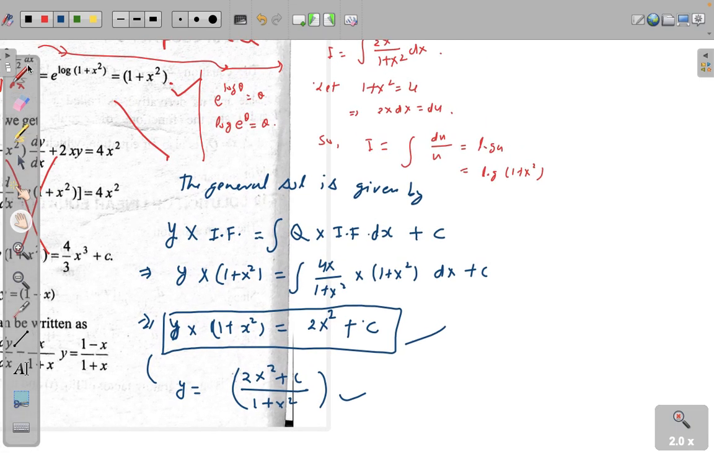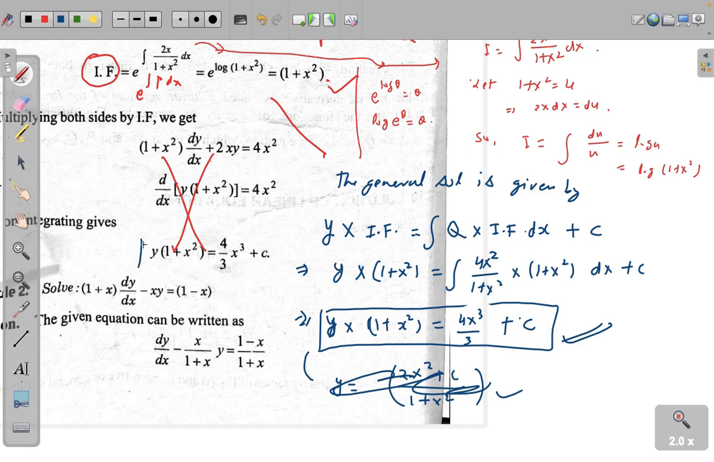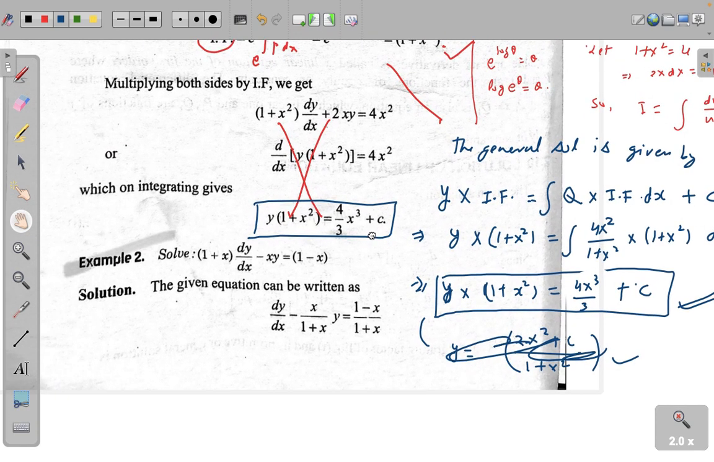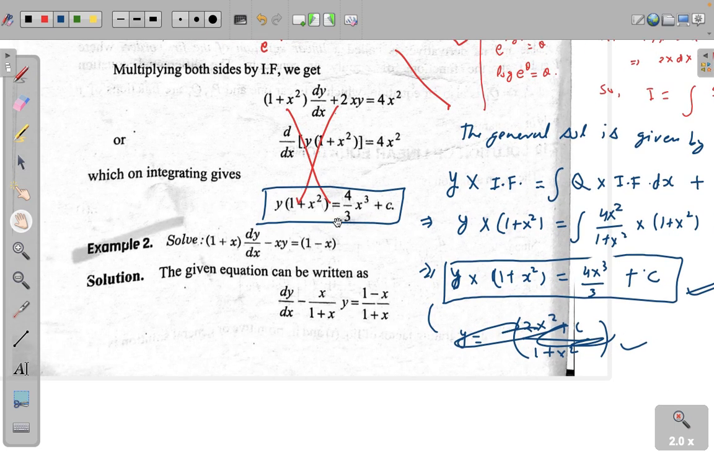Okay, I made a mistake here. It was 4x square. Fine. So the integral will become 4x cubed by 3. Okay, so you can write this as the final answer. It is also written here. Fine. So this is how we solved a linear differential equation of first order and first degree.